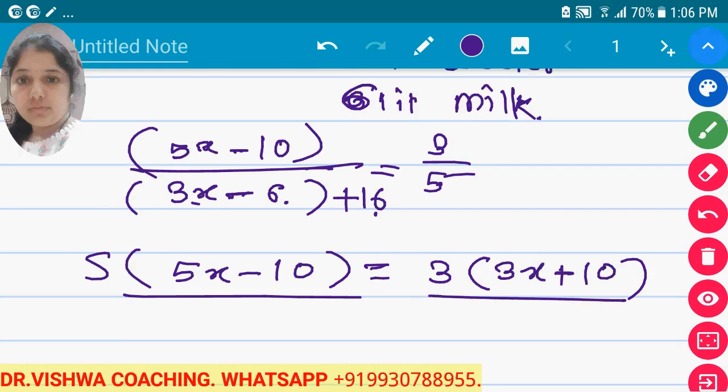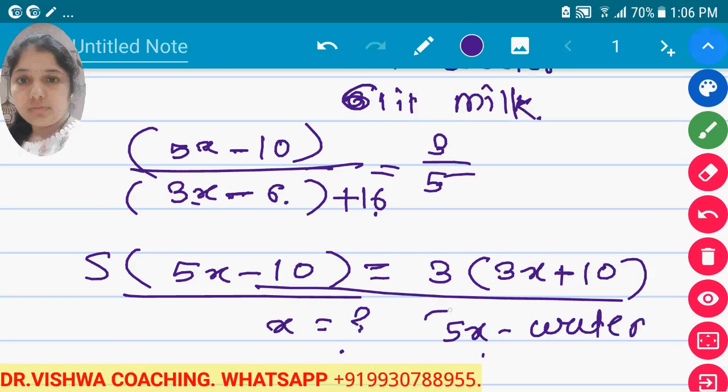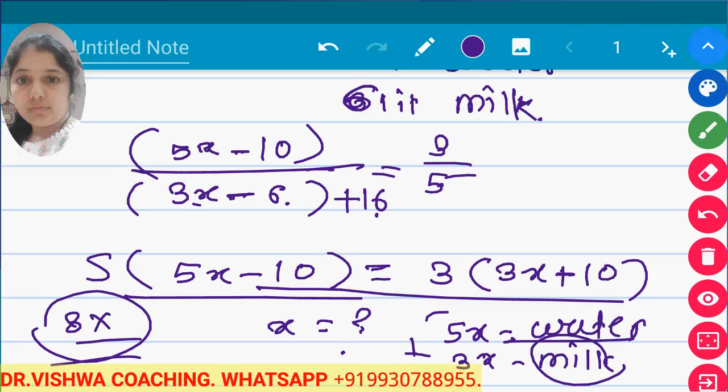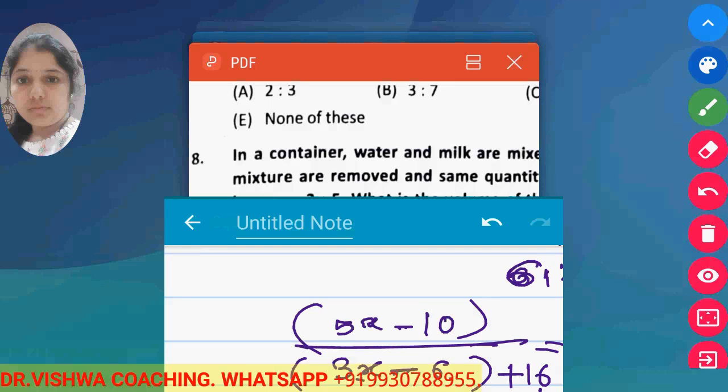Now this is the linear equation which we have to solve to get the value of x, and after getting the value of x, 5x is the amount of water, so multiply the value of x with 5 to get the water value, and multiply x with 3 to get the milk volume, and then add them, or simply multiply this x with 8 to get the volume of the mixture, or volume of the container. Okay, now the last one.